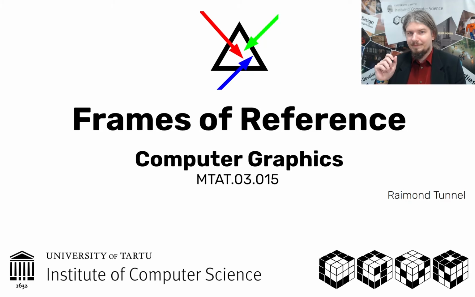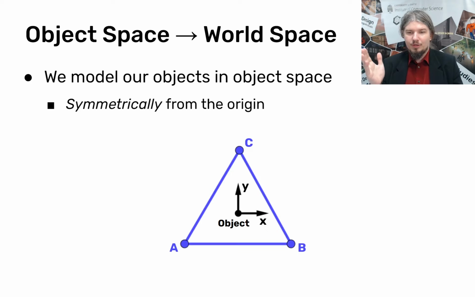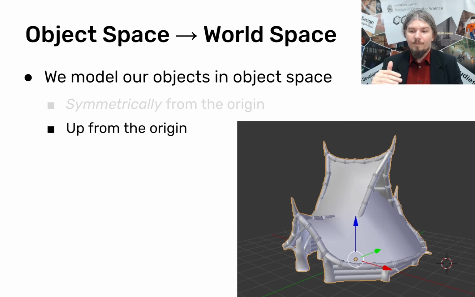Frames of reference. So in computer graphics we distinguish different important frames of reference when we're transforming our space in order to render it. First of all, we model our objects in object space. So we saw a snowman or a cube, it's modeled in its own local space. Usually it's modeled, let's say, symmetrically from the origin, or maybe it's modeled up from the origin.